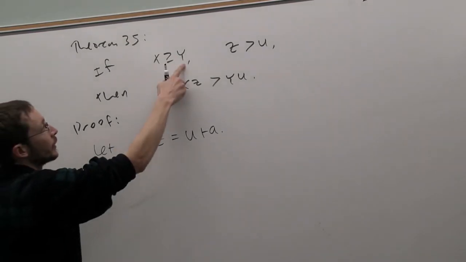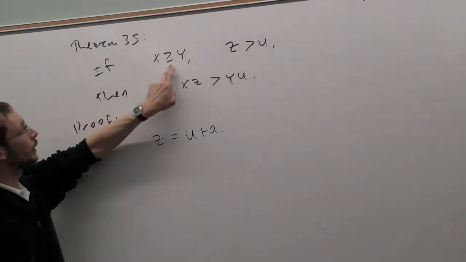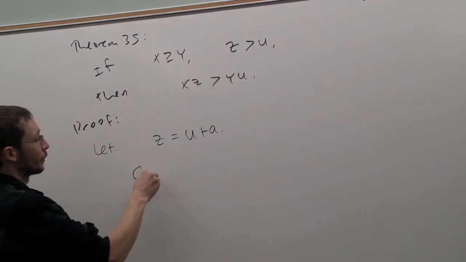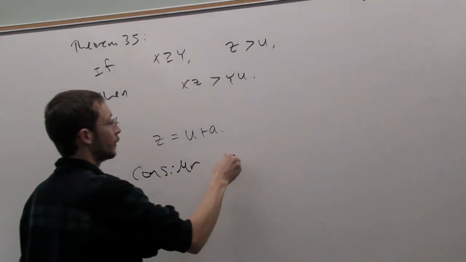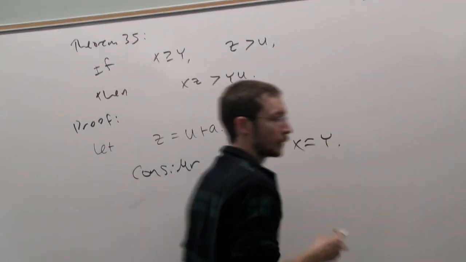Now we have x is at least y, meaning that one of two things must hold. Either x is greater than y, or x is equal to y, right? That's what that definition means. Either x is greater than y, or equal to y. So we're going to split this up into two cases. And let's consider the case that x is equal to y.